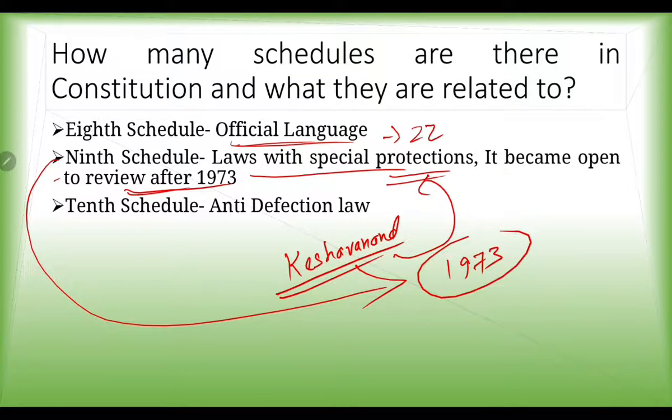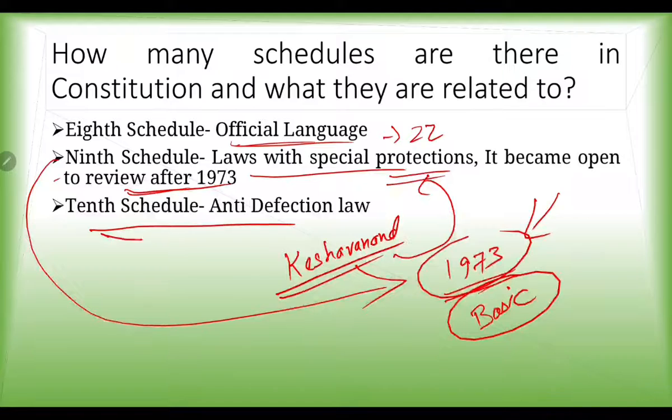In this particular schedule, you have laws related to land reforms and other things. But the laws which are placed under this 9th schedule after 1973 are open to judicial review. Since the judiciary has defined a basic structure, if anything is violating that, then it would be under the purview of judicial review. The 10th schedule of the Indian Constitution talks about the anti-defection law.